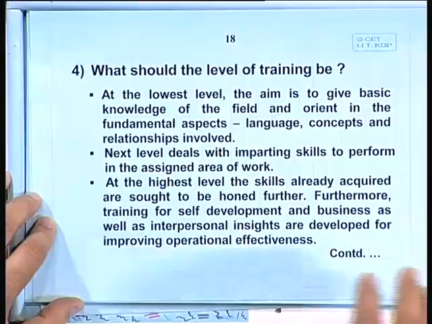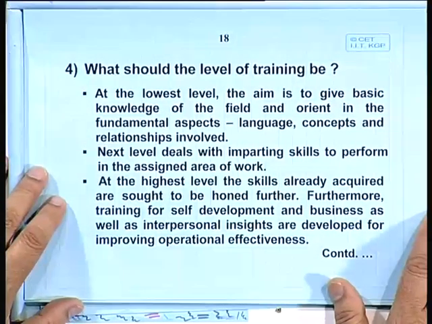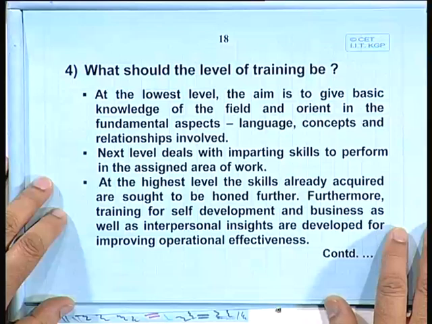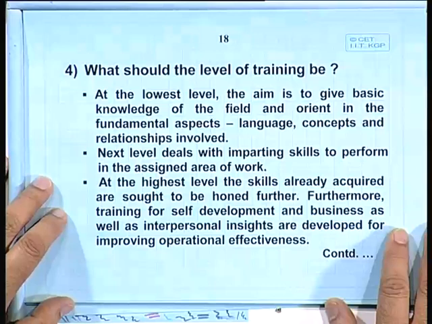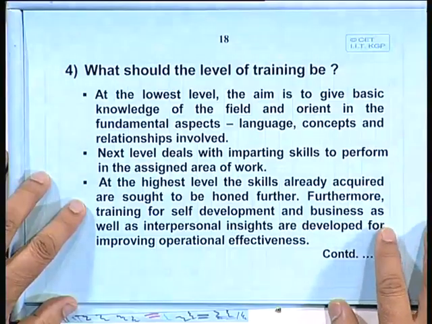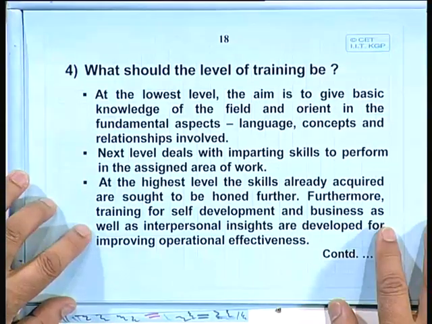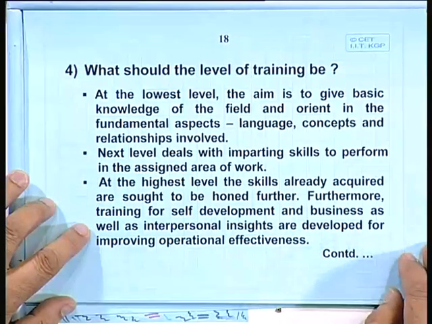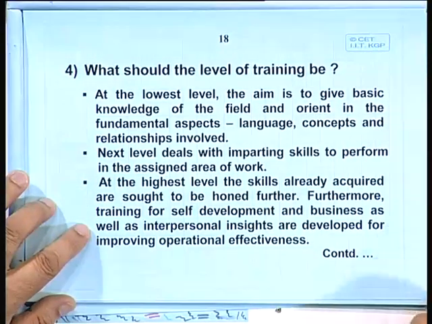What should the level of the training be? At the lowest level, the aim is to give basic knowledge of the field and orient in the fundamental aspects like language, concepts, relationships involved. The next level deals with imparting skills to perform in the assigned area of work, and at the highest level, the skills already acquired are sought to be honed further. Honed means improved. Furthermore, training for self development and business as well as interpersonal insights, both for your business, the industry, as well as for yourself, are developed for improving operational effectiveness.